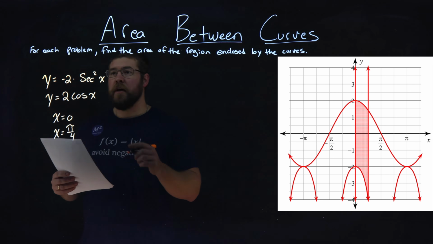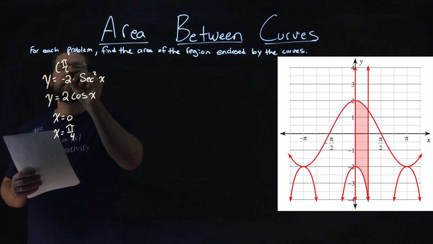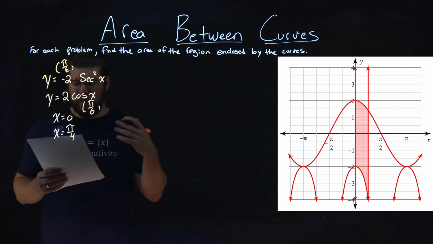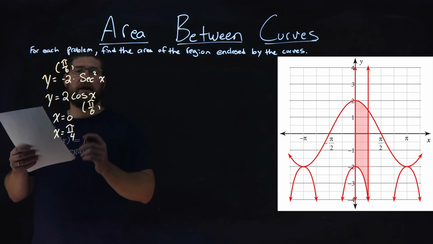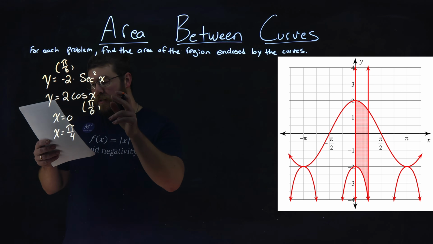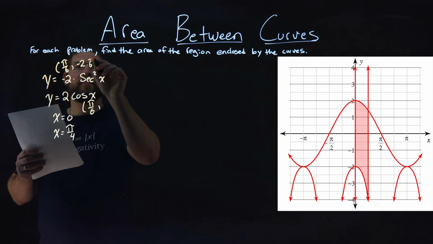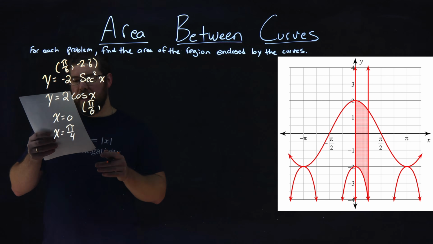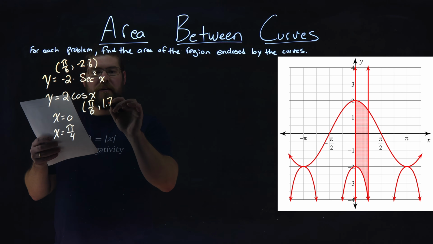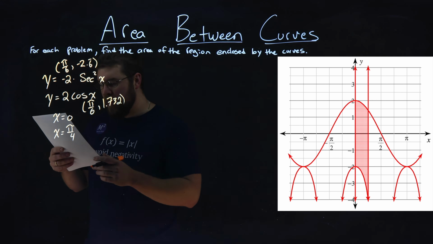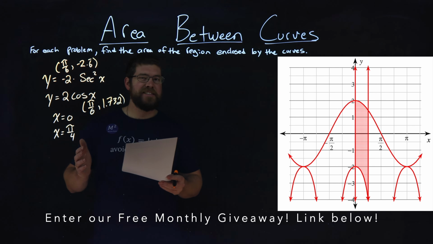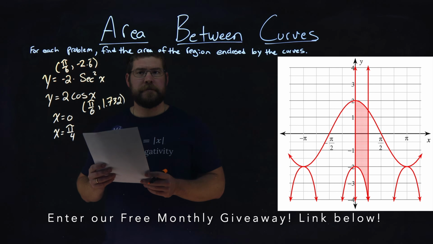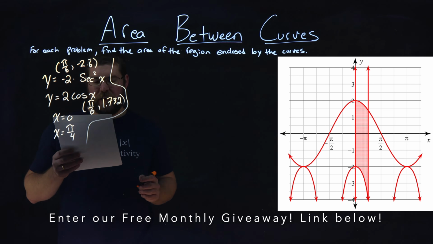So I pick a value within the interval, and I picked pi over 6. And when I plugged pi over 6 into each equation, what was the output? Well, in the first equation, negative 2 times the secant squared of pi over 6, I got a negative 2.6 repeating. On the second equation, 2 cosine of pi over 6, I got 1.732. And so 2 cosine of x is higher over the interval than negative 2 secant squared of x. So this helps us set up our integral.